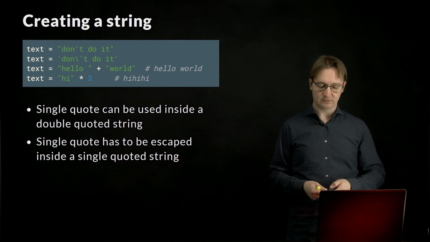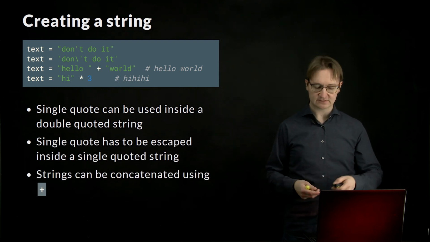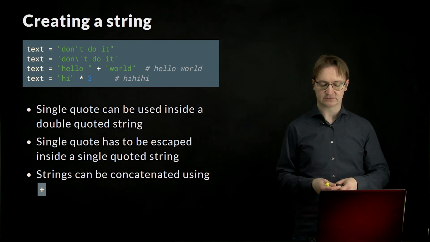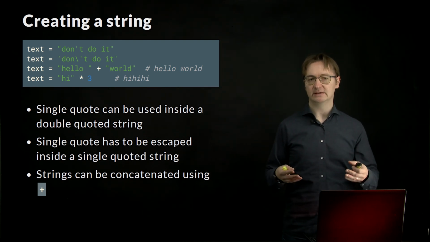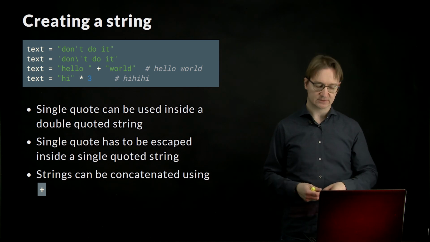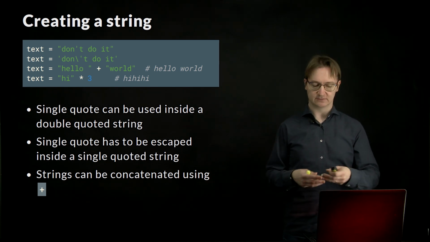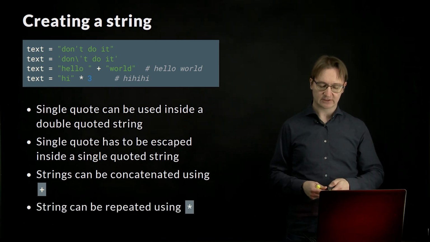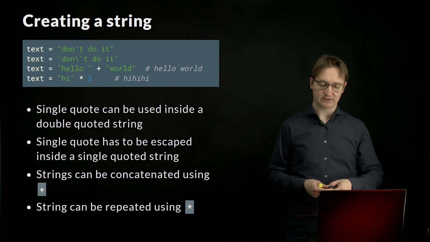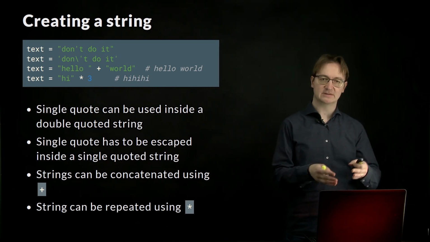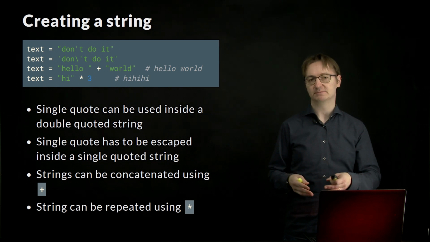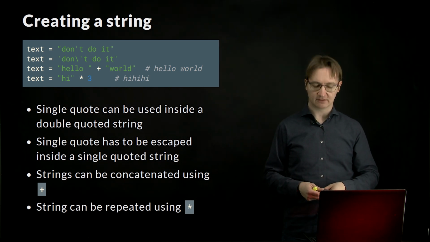What we can also do is concatenate strings using plus. So basically here are two strings, hello and world, and we concatenate them and we will get one string which is hello world together. And also we can use multiplication or asterisk to multiply the same string. So here is an example of hi, and we multiply it 3 times, then we get hi, hi, hi.